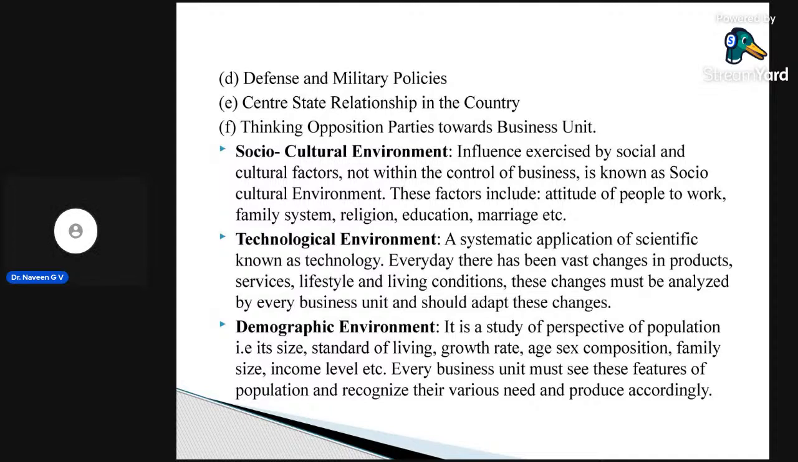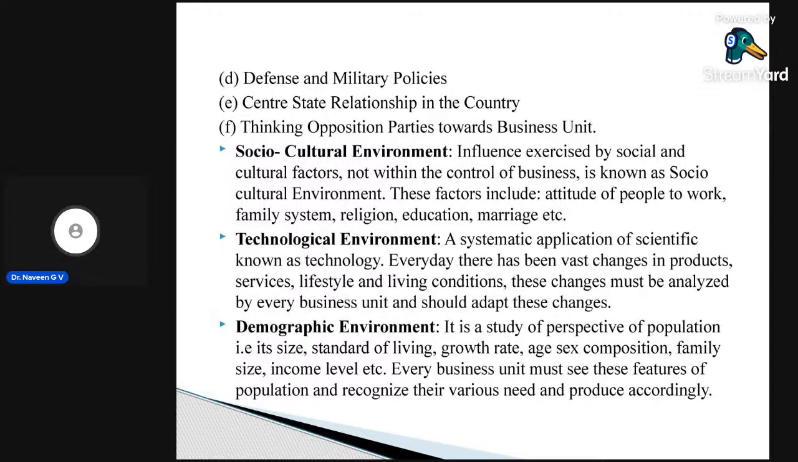And technological environment. As we know, technology is the most important thing rather than any others. In order to survive in today's competitive world, the business has to adopt technological changes from time to time. Whenever there is modernization of a technology, it should be adopted by each and every company.